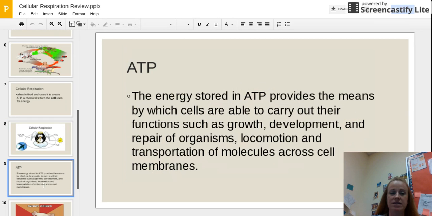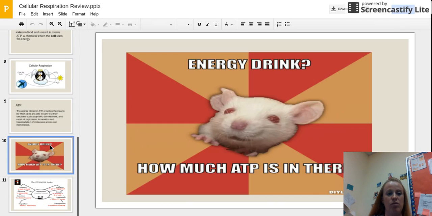Okay, so ATP, in case you aren't familiar with that word, is energy. The energy stored in ATP provides the means by which cells are able to carry out their functions, such as growth, development, repair of organisms, locomotion or movement, and transportation of molecules across all cell membranes.